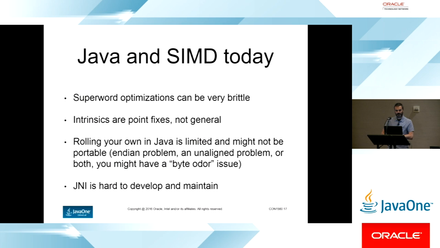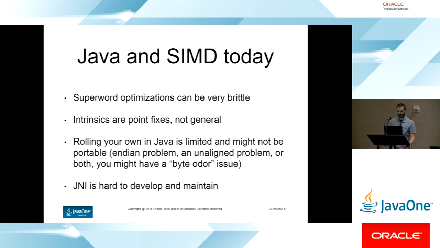Rolling your own in Java is limited and might not be portable. You might have a byte order issue, is what John Rose calls it. You might have an endian problem, or an unaligned problem, or both. For example, the classic canonical example is Apache Lucene and Hadoop, leveraging lexicographical array comparison using Unsafe. That's great. It works well on x86 because it works with unaligned access, but on Spark, boom, it can crash or really slow down. So you're not necessarily writing portable code, which you would like to do for people using Java. It's an understatement to say that JNI is hard to develop and maintain.